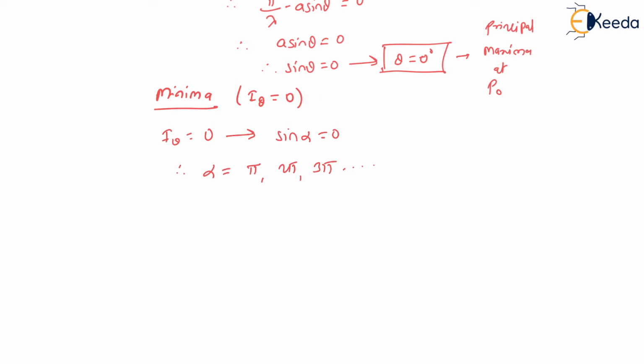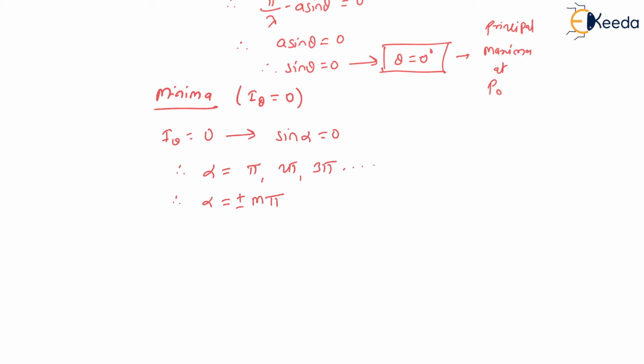As we all know that sine pi will be 0, sine 2 pi will be 0. So in general we can write this as alpha will be equal to plus minus m into pi. Here m is an integer. This plus minus sign means what? This minima will obtain on both sides of P naught, that is central maxima. So plus minus sign denotes that minima will obtain on both the sides of that principal maxima.